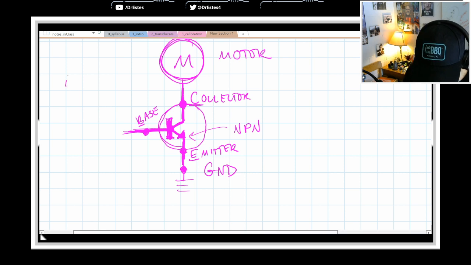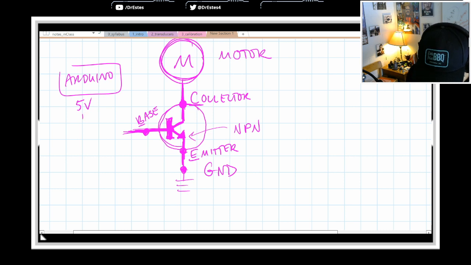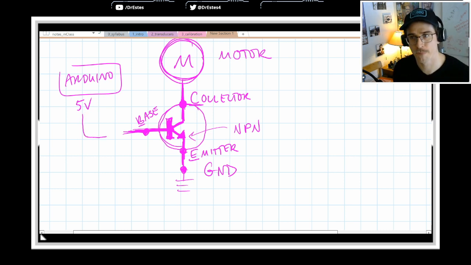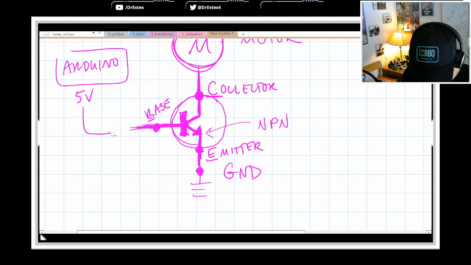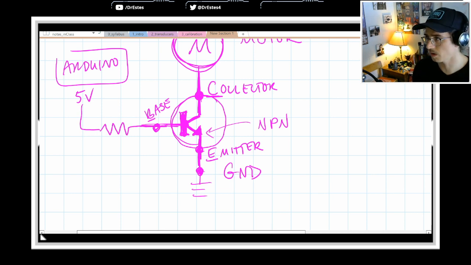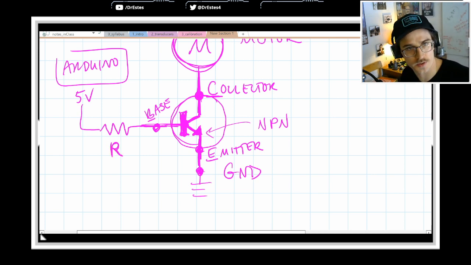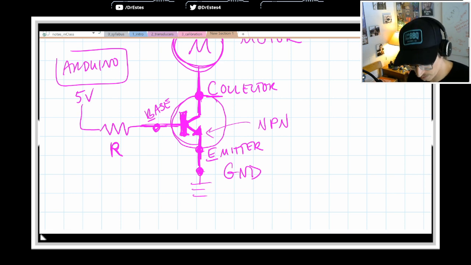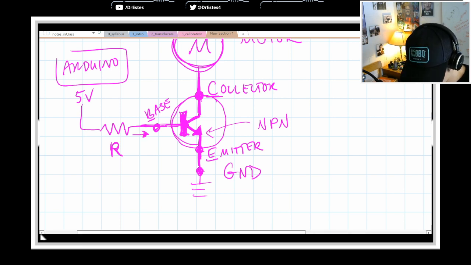All right, so we're going to have our Arduino over here, and it's going to be delivering 5 volts to the base. Now, there's always going to be a resistor that we put in here. Let's call it R. The reason we put a resistor here is we want to carefully control the amount of current that we send into the base. Let's call it IB.